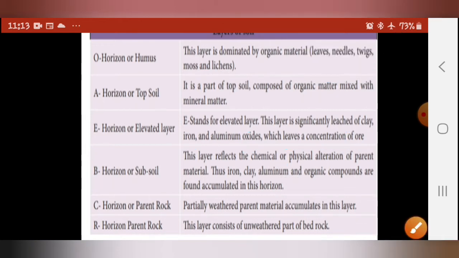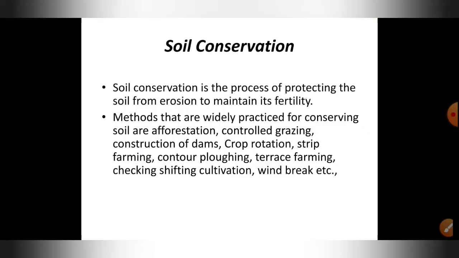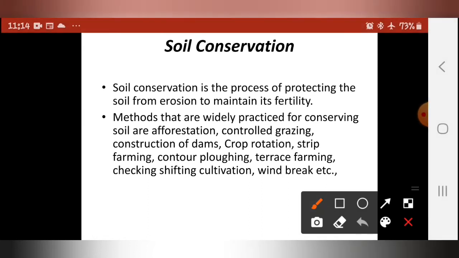Okay, so next one. What is this? The picture tells soil conservation. Soil conservation is the process of protecting the soil from erosion to maintain its fertility. What is soil conservation? Just to protect the soil from erosion, in order to maintain its fertility. To maintain the fertile soil, we are protecting it. So that is called soil conservation.